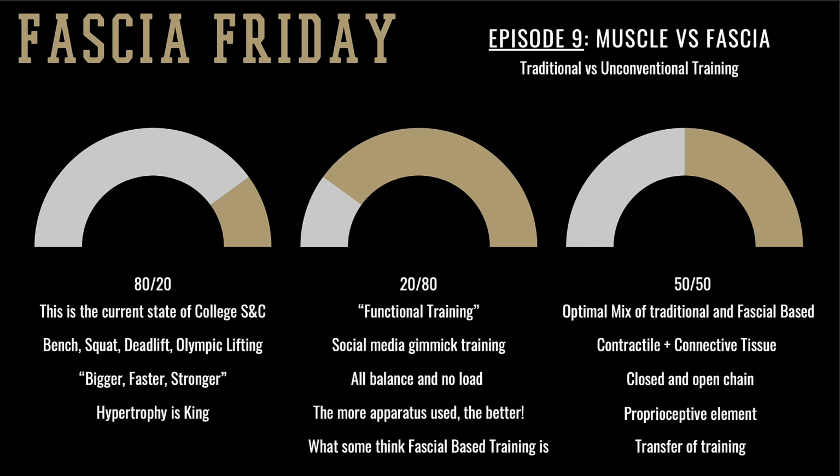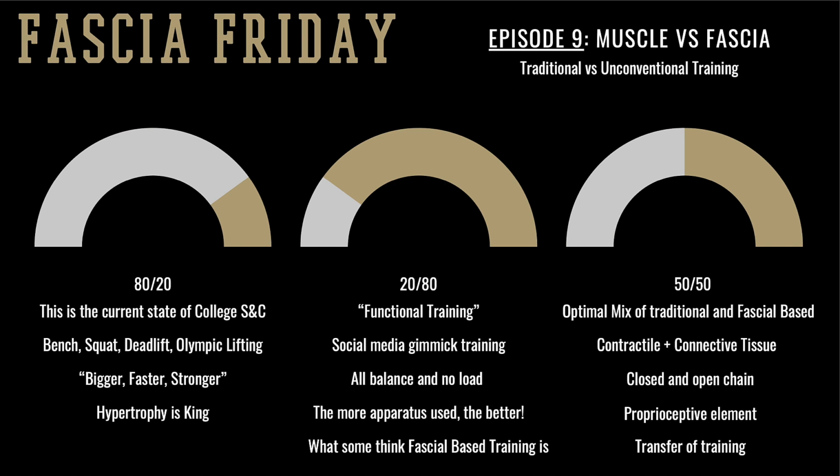You've then got the functional training side that you will probably see on social media. All balance, no load, doing squats on a BOSU ball, not adding any of the high force component needed for any effective strength conditioning program. The more apparatus used, the better. They are combining different apparatus. They are Aquabag and Weight Vest and Bosu Ball and Viper. And really the load isn't there. This is probably what some people think fascial-based training is.